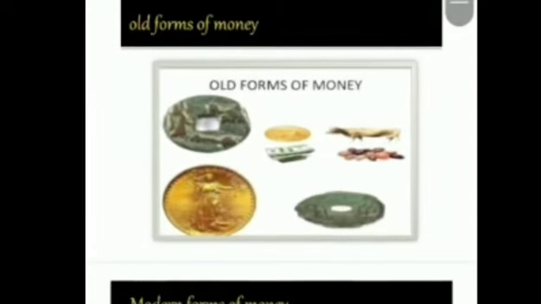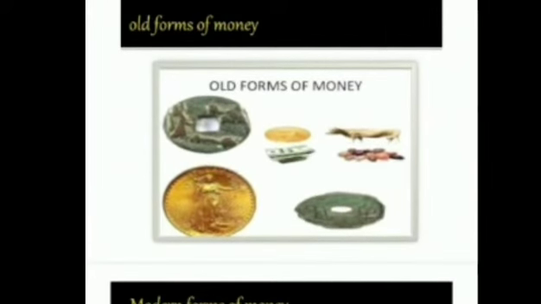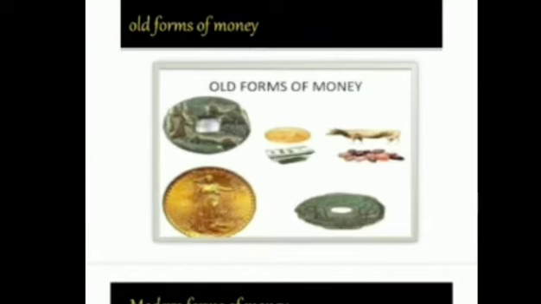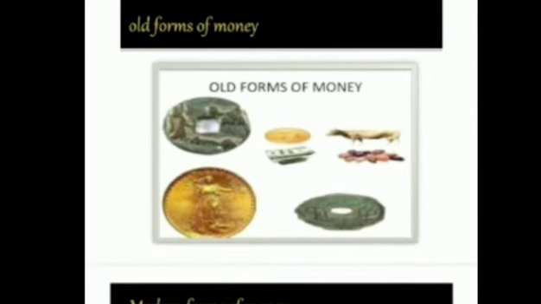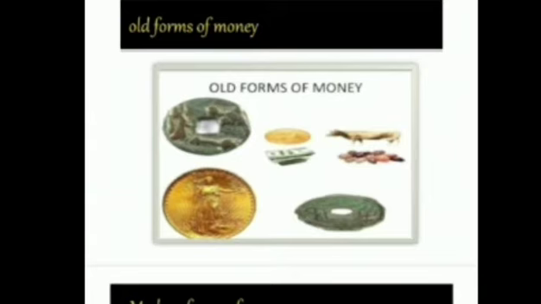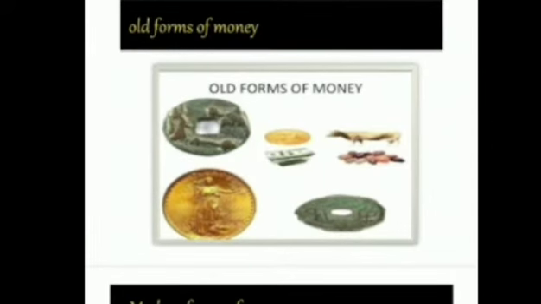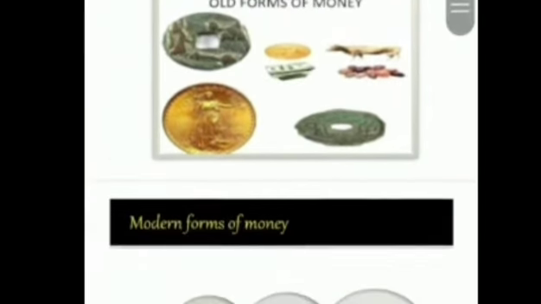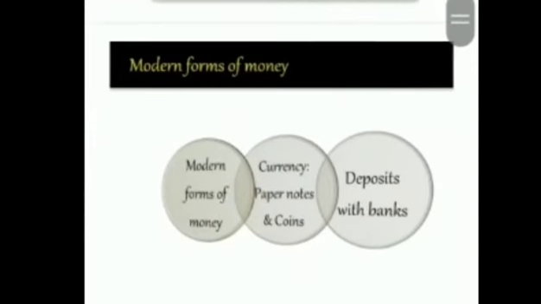Let us see some old forms of money. Old forms of money came into use as metallic coins, as gold, silver, copper coins, a phase which continued well into the last century. The modern forms of money comprise currency, paper notes, coins, and deposits with banks.